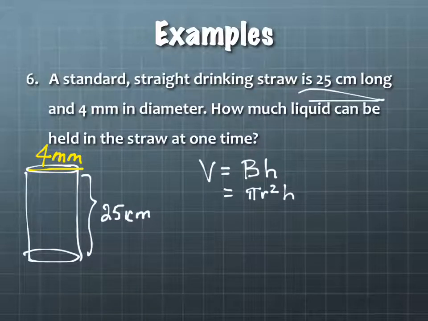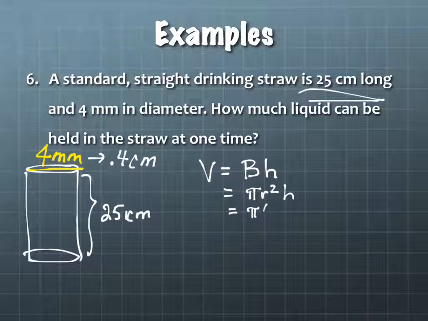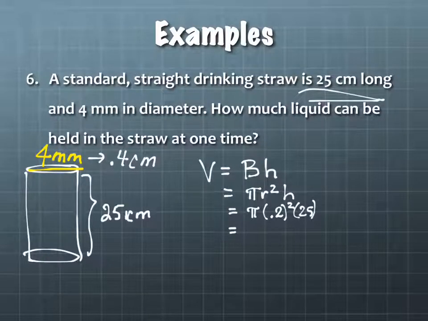Heard both. Centimeters I've heard most. So we're going centimeters. 4 millimeters is how many centimeters? 0.4 centimeters. But 0.4 centimeters is the what dimension? The diameter. And we need the radius. So what is the radius of our straw? 0.2. And our height is 25. So we need pi times 0.2 squared times 25.